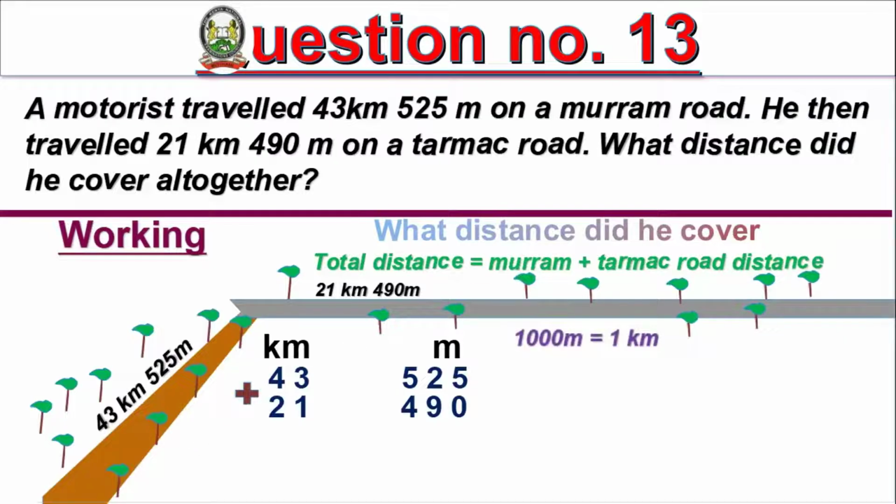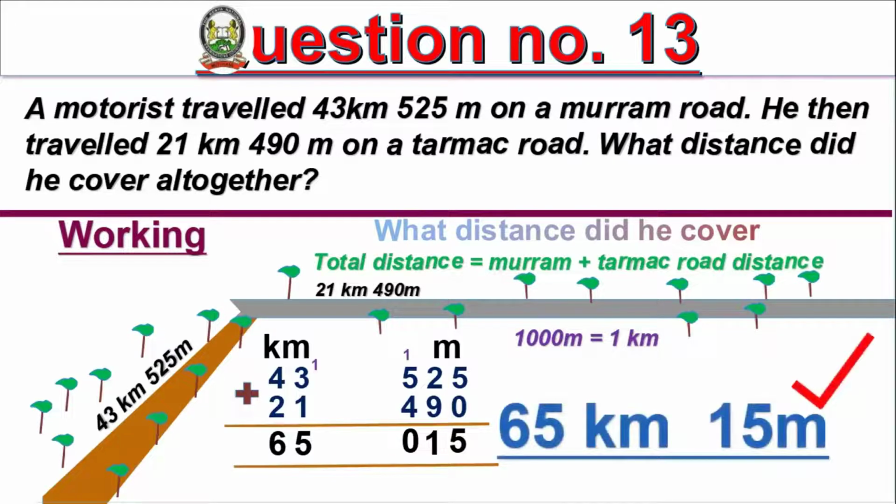1,000 meters equals 1 kilometer. So here you just write 5. Here this becomes 2 plus 9, which is 11. Then you carry 1. You write 1, you write 0. You carry 1 because they have already reached 1,000. So it becomes 1 plus 3 plus 1 is 5. Then you say 6. So the correct answer is 65 kilometers, 15 meters.